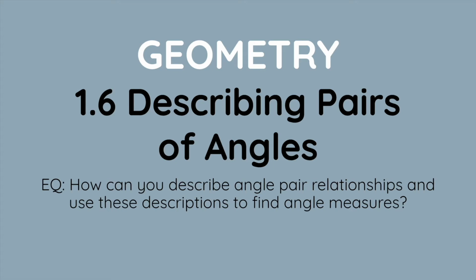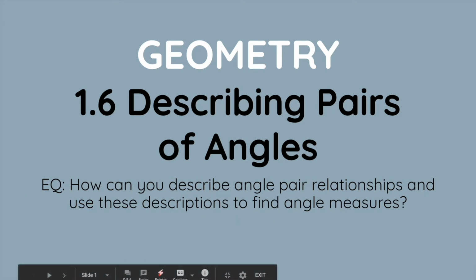Hello everyone, today we will be going over Geometry Chapter 1, Section 6 of the Big Ideas Math Common Core High School textbook. Our topic for today is describing pairs of angles, and our essential question is how can you describe angle pair relationships and use these descriptions to find angle measures?